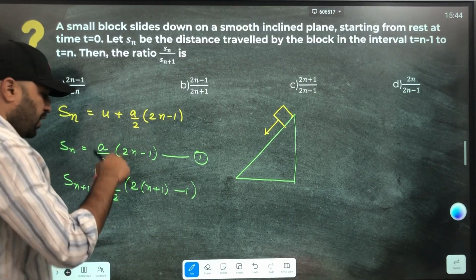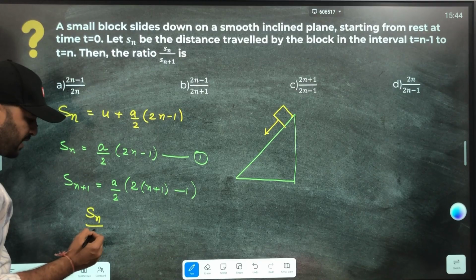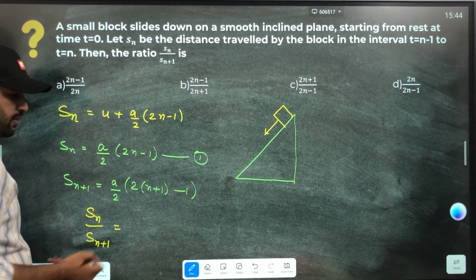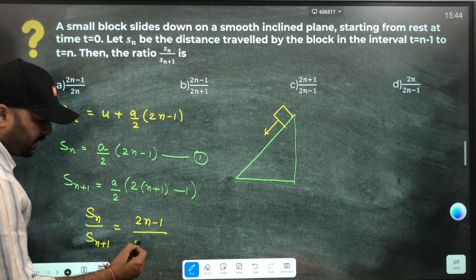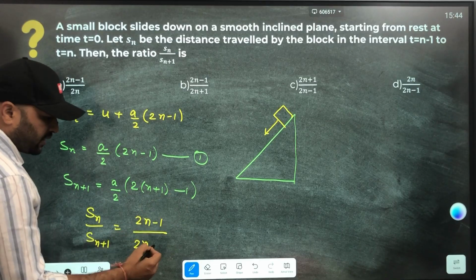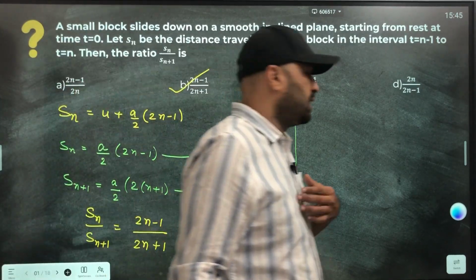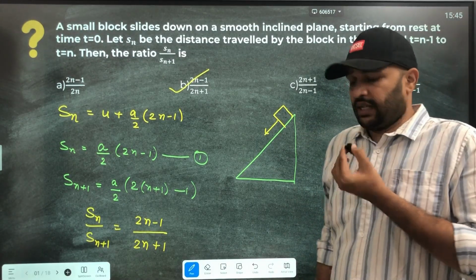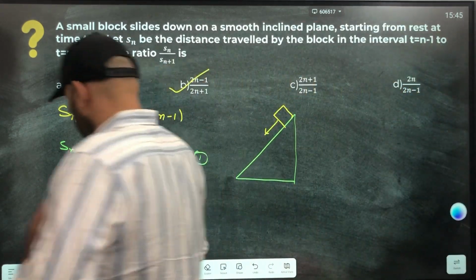Now what we will do? Now we will divide both of them to get the ratio. So Sn divided by Sn plus 1, that would be nothing but a by 2 gets cancelled and you are left with 2n minus 1 on the top, and here when you open it, it will be 2n plus 2 minus 1, which is 2n plus 1. So the correct option here is option B. This is 2n minus 1 whole divided by 2n plus 1. Clear it is? Okay. Let's see our next question in this series.